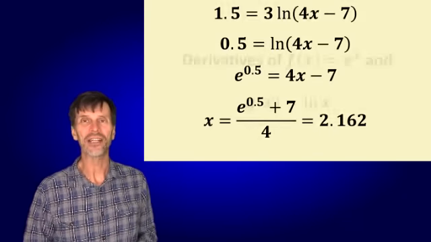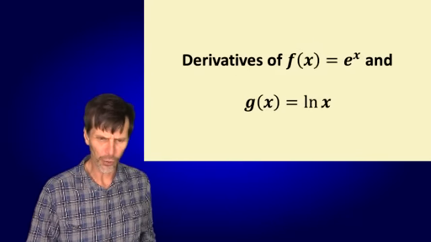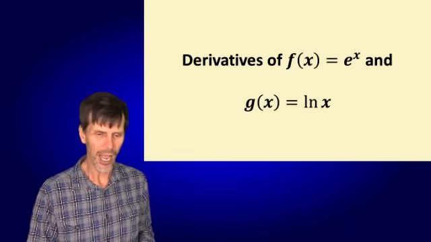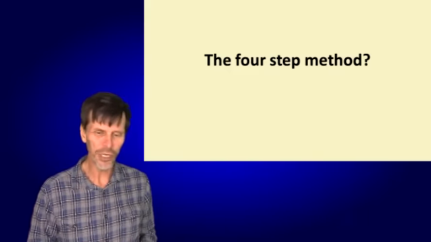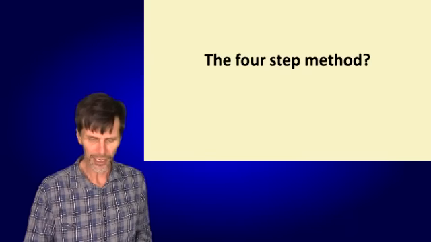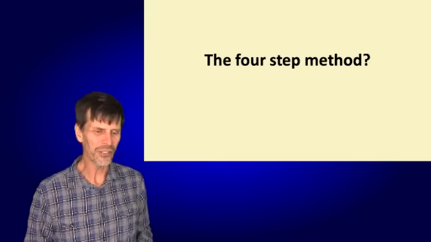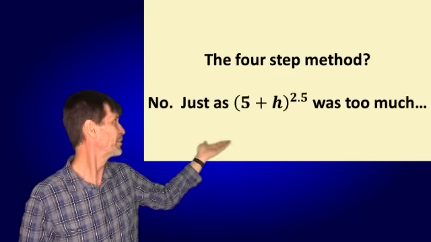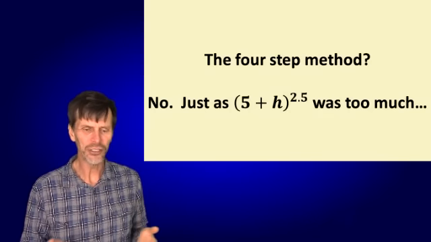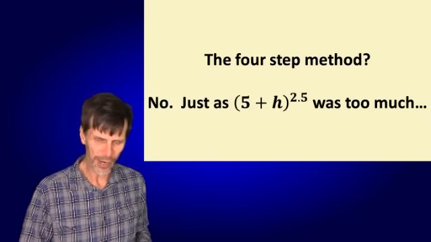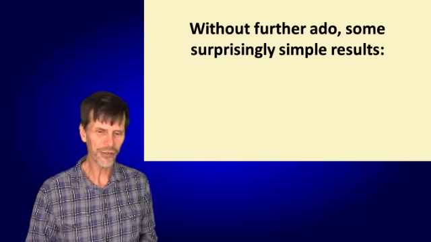Derivatives of e to the x and natural log x come next, and we are so fortunate that the derivatives here are quite remarkably simple. We're not going to mess with the four-step method here. I could do it, but it would take maybe 20 minutes of airtime and a couple of slides and maybe a sheet of work. So we're just going to let it go. Just like in today's activity, in activity 8, I had you not simplify 5 plus h to the 2.5 just because it took too much work and the process of getting to the end was too difficult. So without further ado, here's what we have.